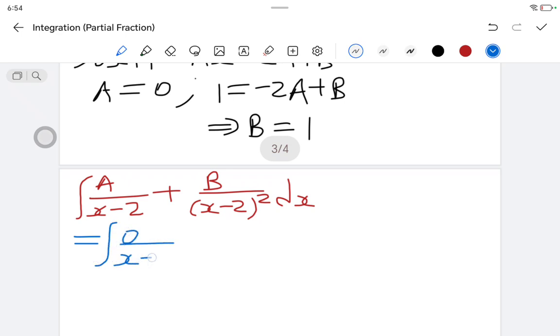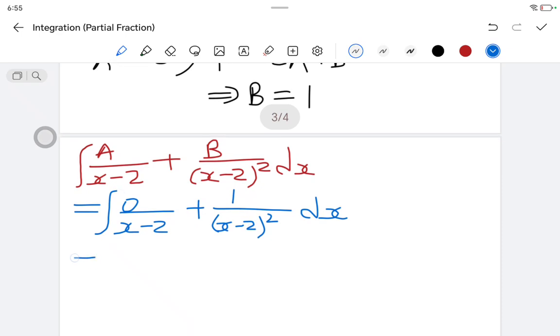We have x minus 2 plus over x minus 2 squared dx. So we'll be left with this only, which is what we had from the beginning. Do you agree with me?